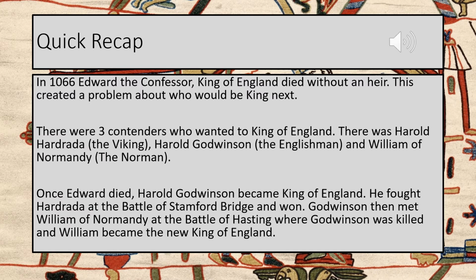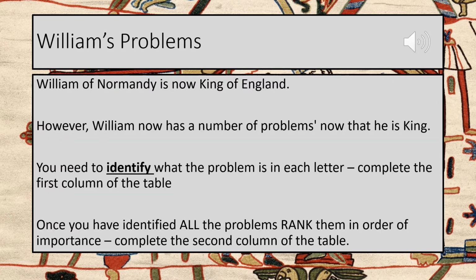Once Edward died, Harold Godwinson became the King of England. He then had to fight off an invasion from Hardrada at the Battle of Stamford Bridge, which he won. Godwinson then met William of Normandy at the Battle of Hastings, where Godwinson was killed, and William became the new King of England. William of Normandy is now King of England. This lesson is going to focus on the problems that William faced now that he is king.